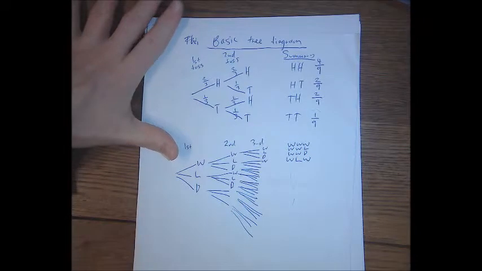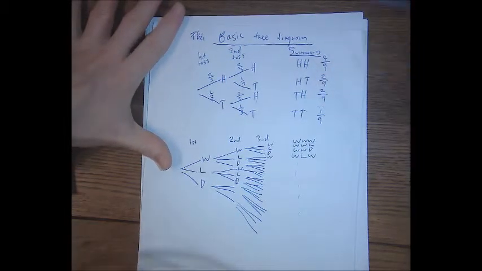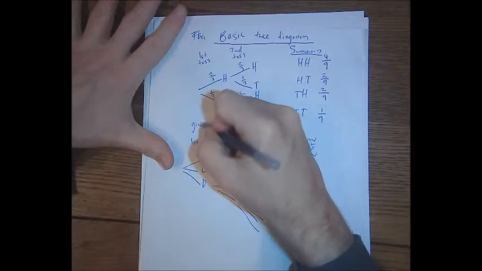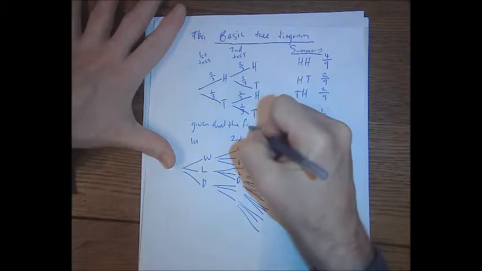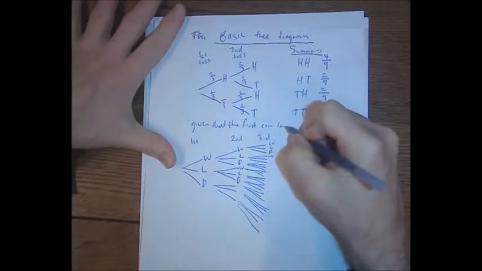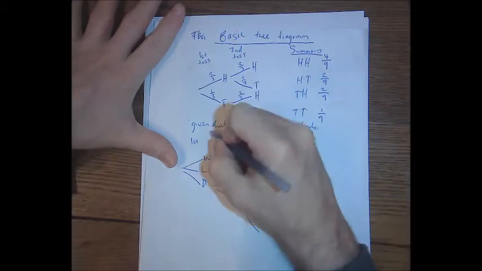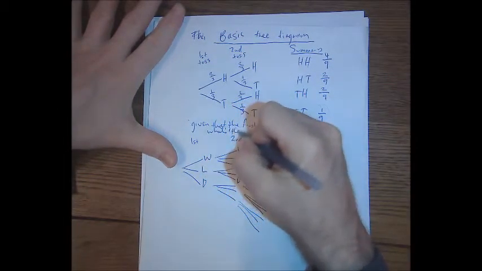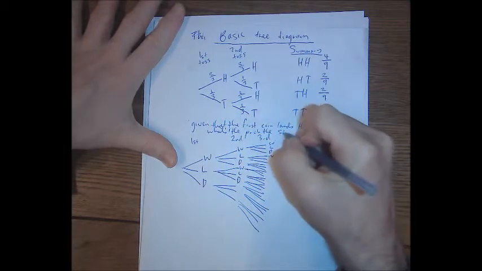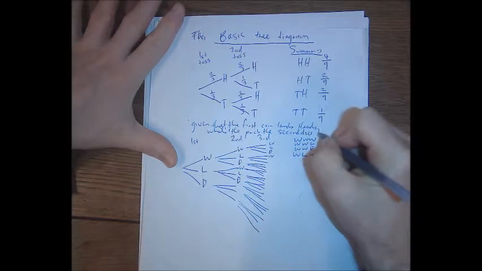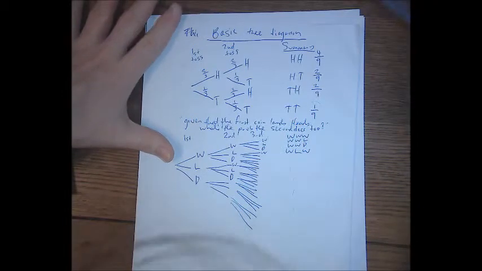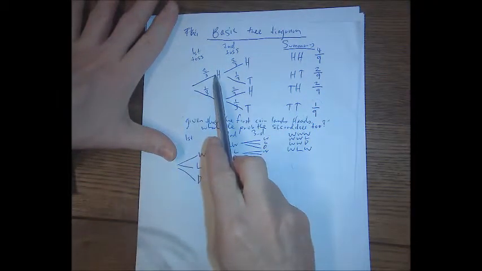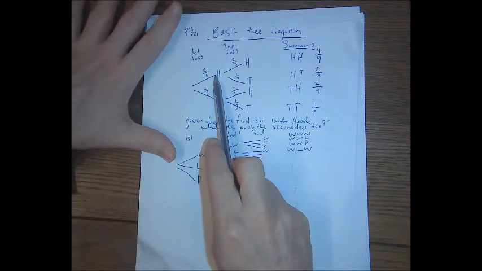Another type of question where the answer is in the tree, not on the summary, is any question that has got this word, given. So if it says, given that the first coin lands heads, what's the probability the second does too? Well, they're just inviting you to go down that branch because it said the first coin landed heads, and then they just want you to read that figure back to them. So the answer is 2/3.